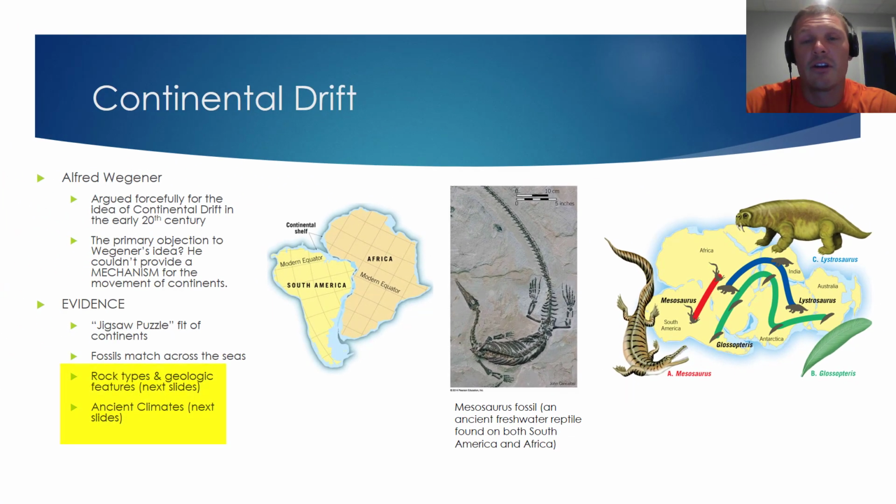There are also two other evidences for continental drift that we will consider in this podcast, namely rock types and geological features, as well as ancient climates, and we'll look at those on the slides that follow.